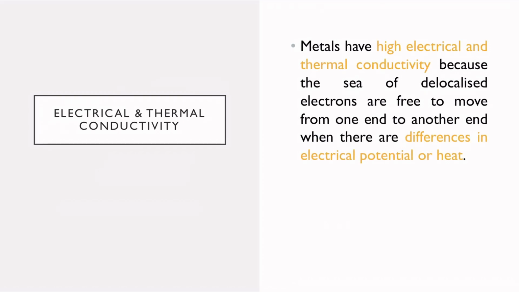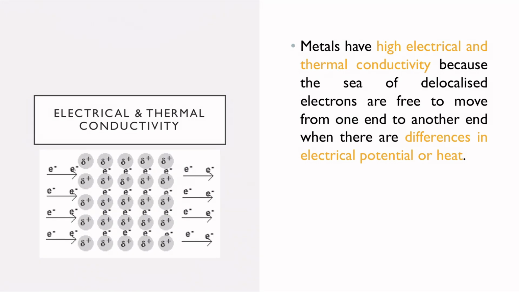Okay. So electrical and thermal conductivity. Metals have high electrical and thermal conductivity, so they can conduct electricity and can conduct heat. Because the sea of delocalized electrons are free to move from one end to another end when there are differences in electrical potential or heat. Okay, what does that mean? How does that look like?